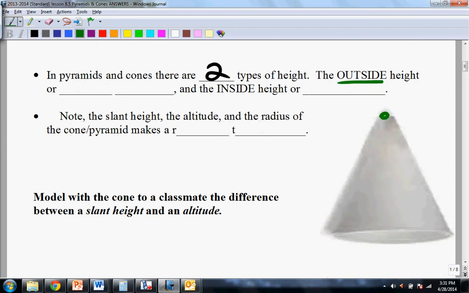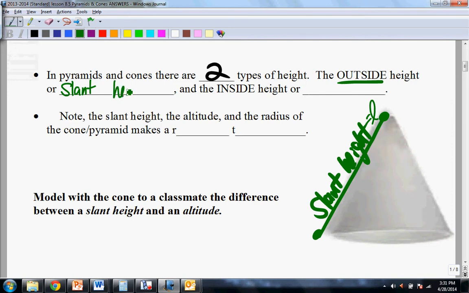There's the outside height. If you were to go down the side of a cone, like you're skiing down a slope, we call that the slant height. And we use a cursive L for that variable. Then you have the height straight down the middle at a right angle to the base. That's your true height, also known as altitude, and we use an H for that.